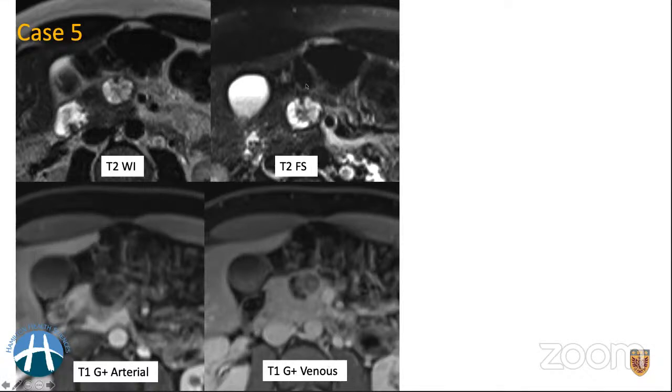This is a T2 weighted image, T2 weighted fat suppressed image. Then the two images at the bottom are post-contrast. The one on the left is arterial phase and the one on the right is venous phase.